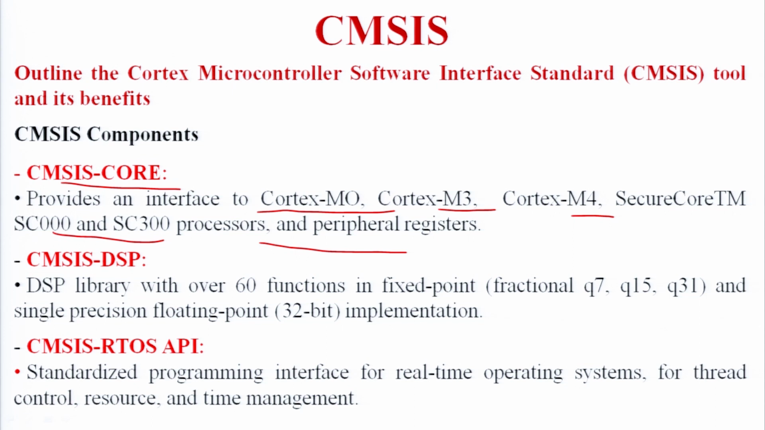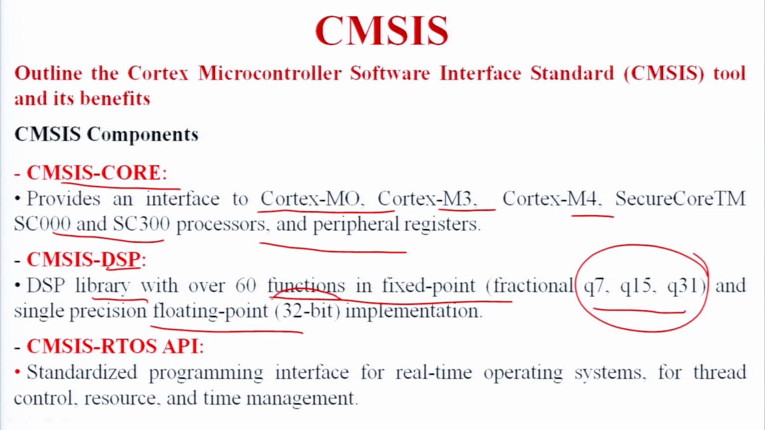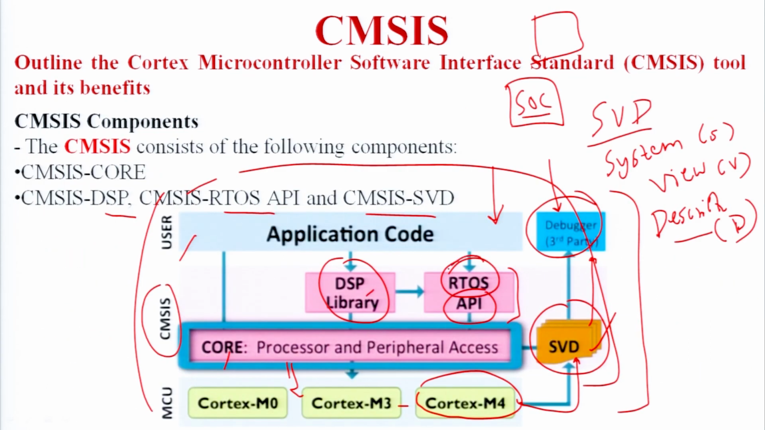It has the CMSIS digital signal processing, DSP. The DSP library provides all the solutions needed for signal processing operations. It has 60 functions in fixed point, Q7, Q15 and Q31. These are basically the libraries, and it has single precision floating point, which is 32-bit. After that, this is the DSP, and another one is the RTOS API.